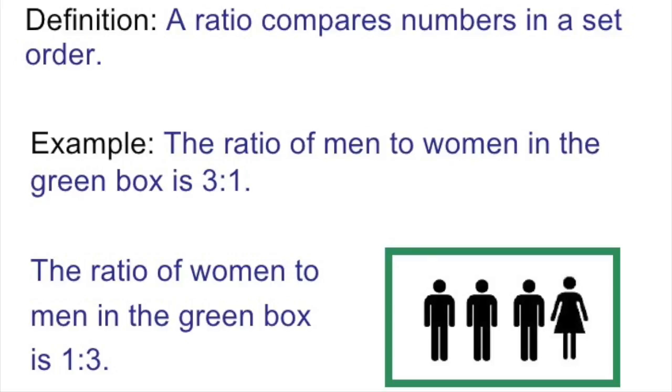So for example, let's look at the green box in the lower right hand corner. This box has a picture of 3 males and 1 female. So the ratio of men to women in the green box is 3 males to 1 female, and the ratio of women to men in the box is 1 female to 3 males.